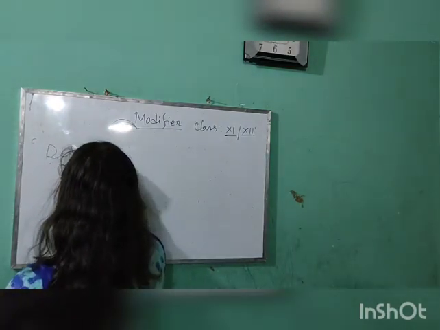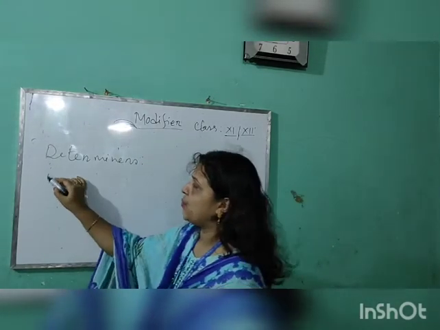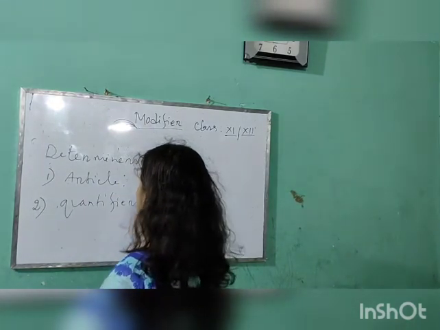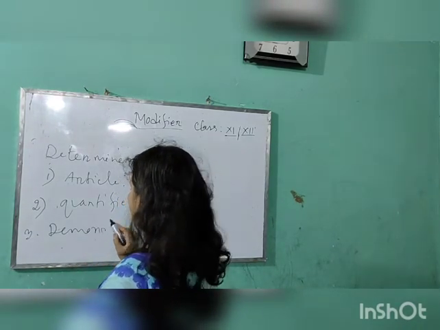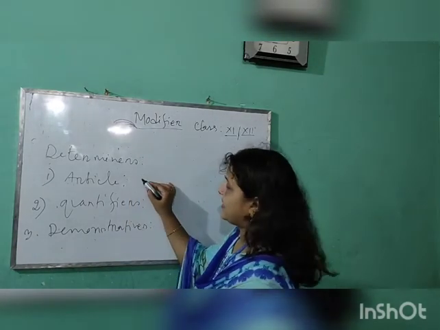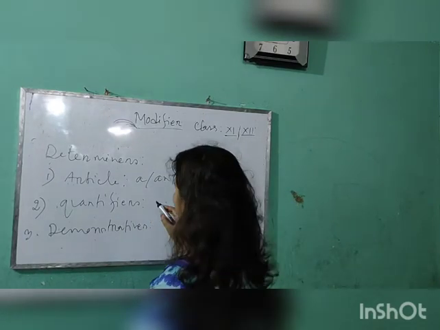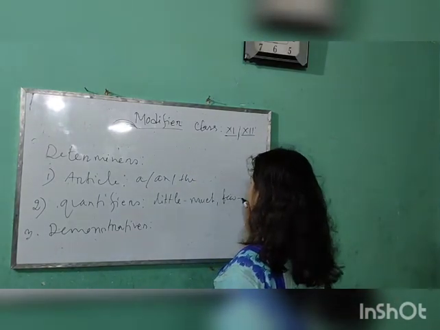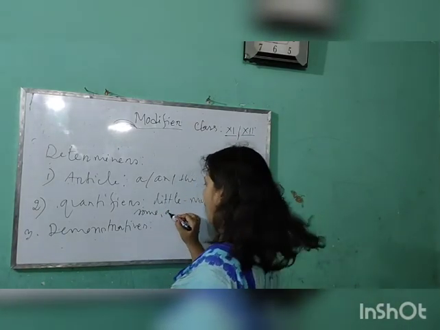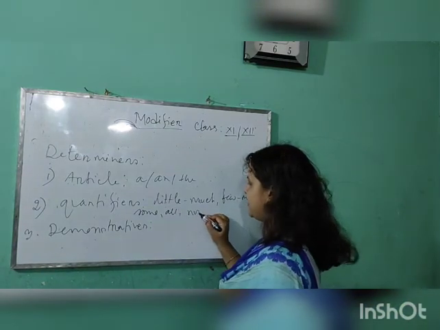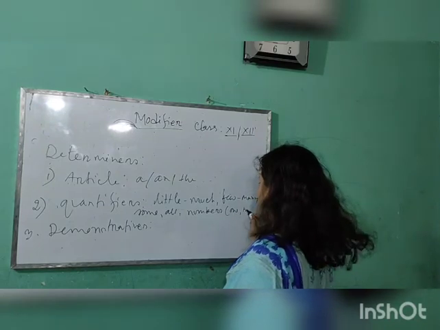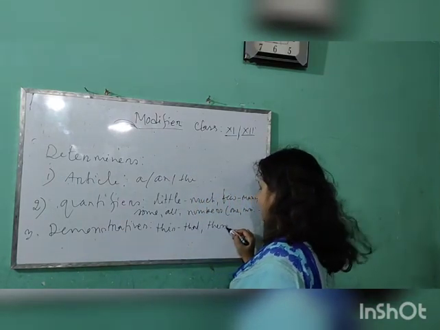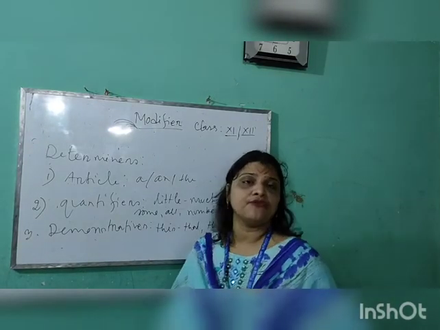Now let us see another kind of modifier, like determiners. Determiners include one, articles, two, quantifiers, and third, demonstratives. Articles we know: a, an, the. Quantifiers are like little, much, few, many, some, all, and numbers like 1, 2, 3, 4, 5, 6. And demonstratives are like this, that, these, those. And there are various types of demonstratives.